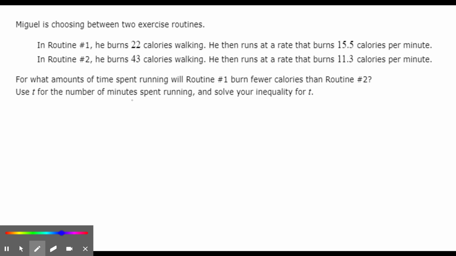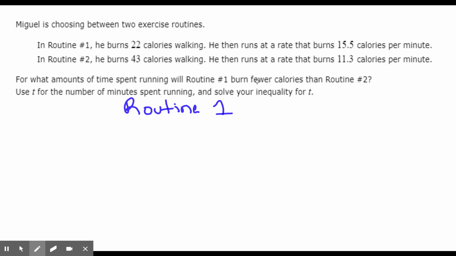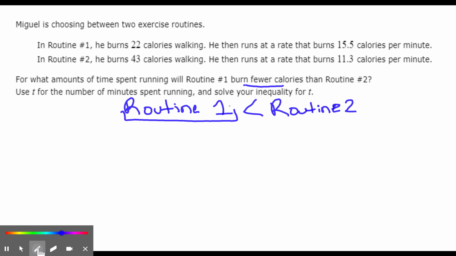So let's see. When will routine 1 burn fewer, so that means less, calories than routine 2? So just as before, the first thing I did is define the problem that I'm solving. When is routine 1 less than routine 2? Well, now we need to put our stand-in for the inequality that represents routine 1. So let's start there.